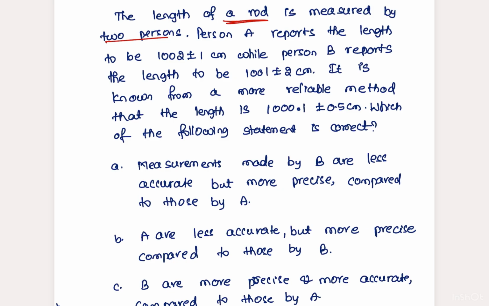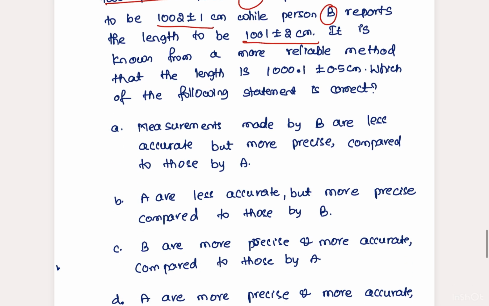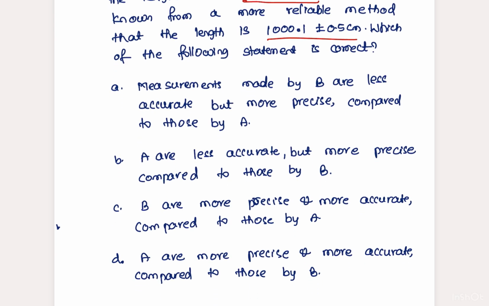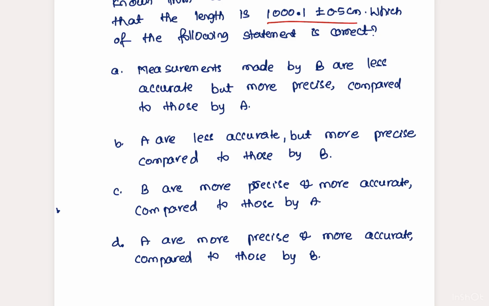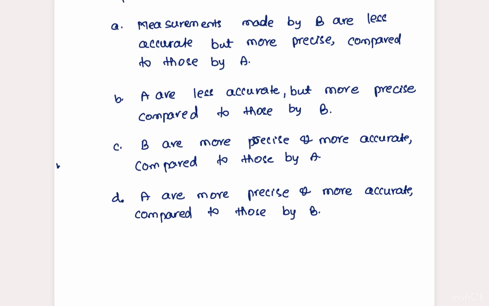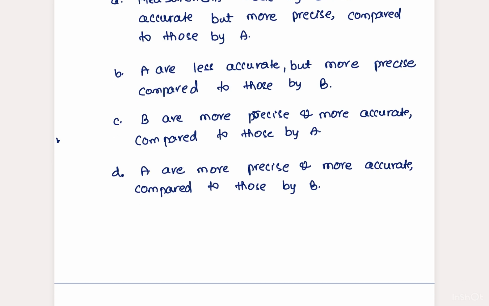So there is a rod whose length is to be measured by two different persons, person A and person B. Person A reports 1002 plus or minus 1, person B reports 1001 plus or minus 2, and the actual length is 1000.1 plus or minus 0.5. They are asking which of the following statements is correct. Option 1 says measurements made by B are less accurate but more precise compared to those by A. Option 2 says measurements made by A are less accurate but more precise compared to those by B. Option 3 says measurements made by B are more precise and more accurate compared to those by A. And option 4 says measurements made by A are more precise and more accurate compared to those by B.